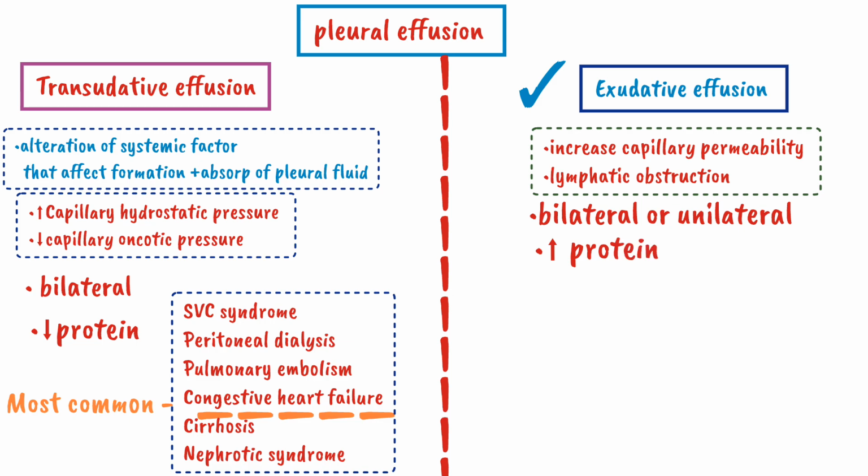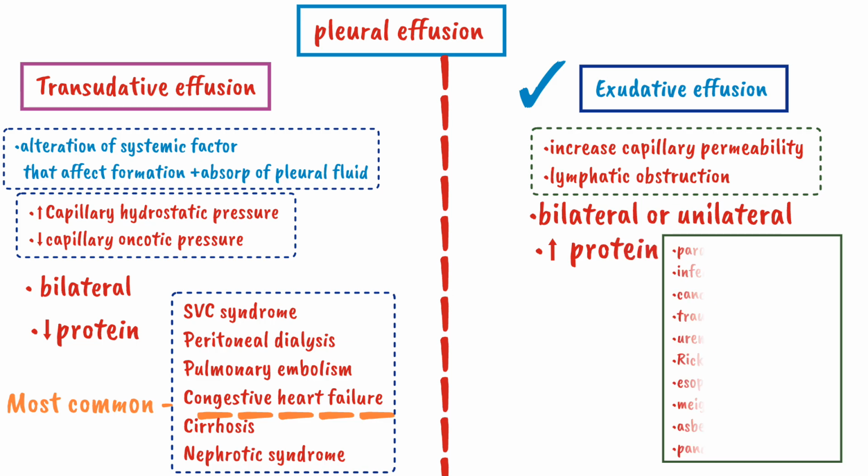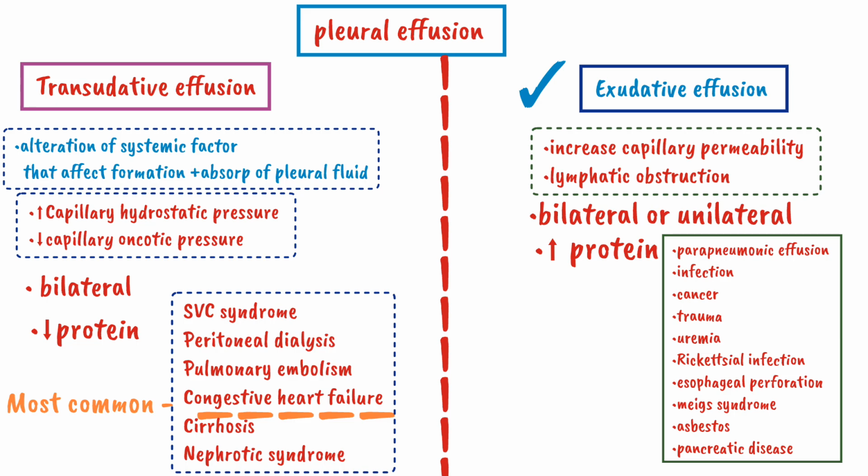The causes which lead to exudative effusion include parapneumonic effusion, meaning effusion associated with bacterial pneumonia, lung abscess, infection such as viral, bacterial or fungal, cancer, trauma or tumor, uremia, rickettsial infection, esophageal perforation, Meigs syndrome, asbestosis and pancreatic disease. Meigs syndrome is a benign condition associated with ovarian tumor, hydrothorax and ascites.